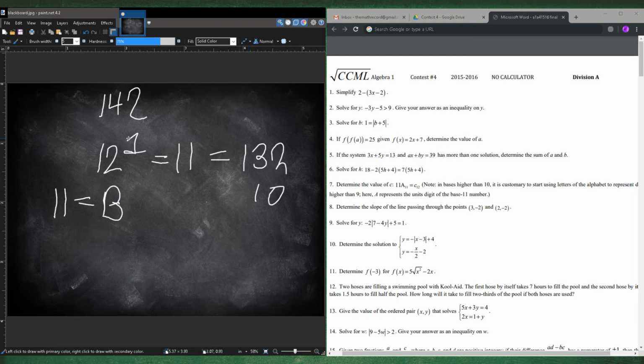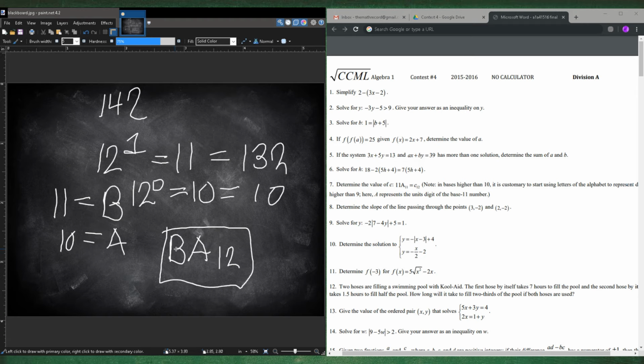So 142 minus 132, you have 10 left over. Since it's 12 to the power of 1, the one below is 12 to the power of 0, and 12 to the power of 0 is just 1. So 1 times some number has to be equal to 10. So that number has to be 10, right? So 1 times 10 is equal to 10. So 10 is equal to a. So our answer for question 7 is just BA base 12.